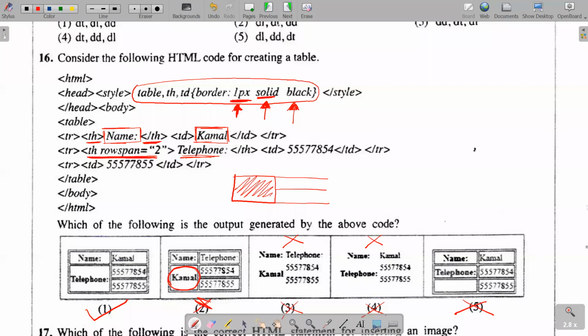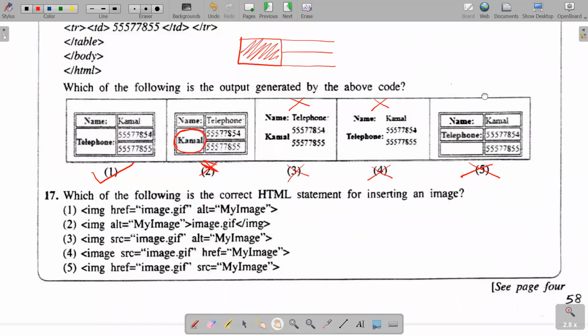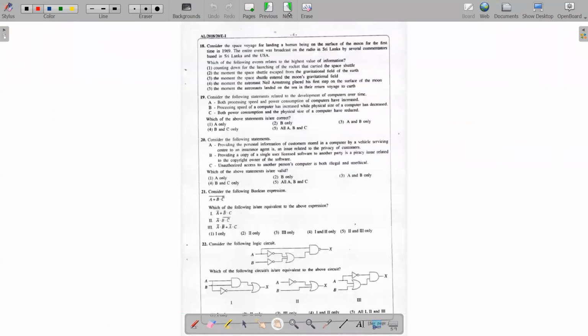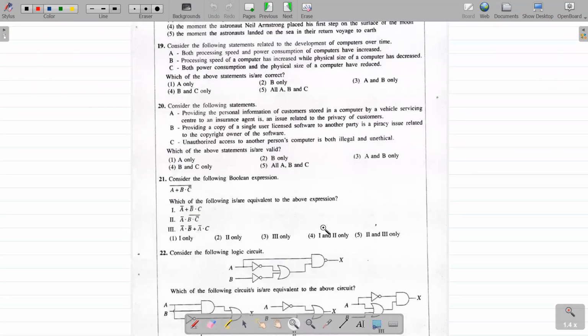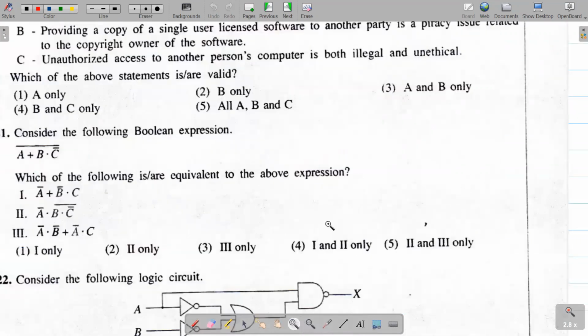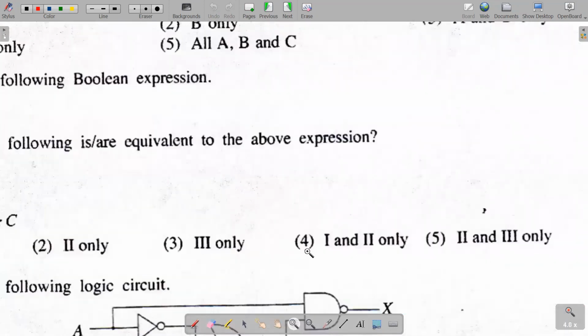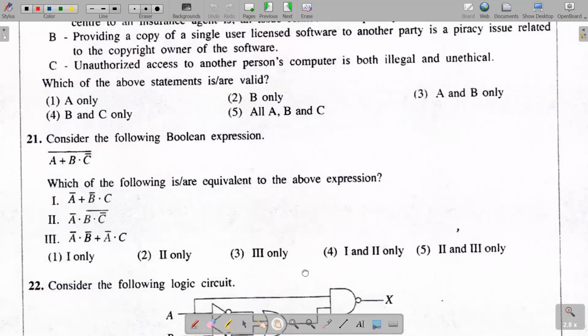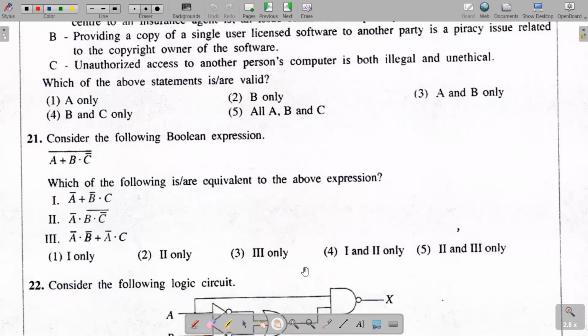Okay. So after 16, 21st. Okay, 21st, Boolean algebra question. Right, it says consider the following Boolean expression. Which of the following is equivalent to the above expression? Yeah, to find what is equivalent, we have to solve this.